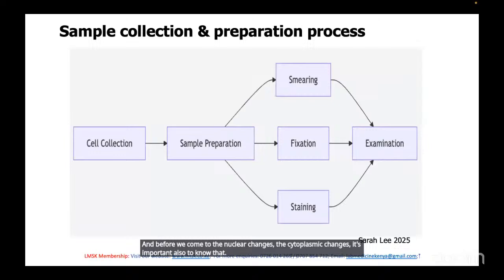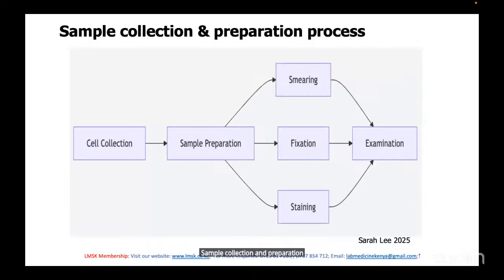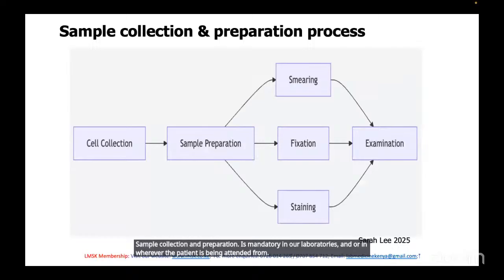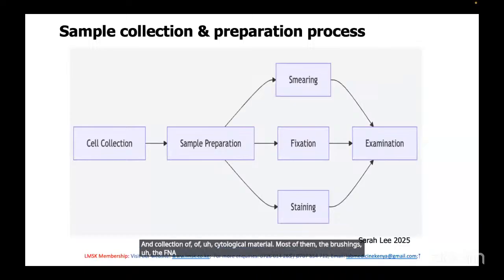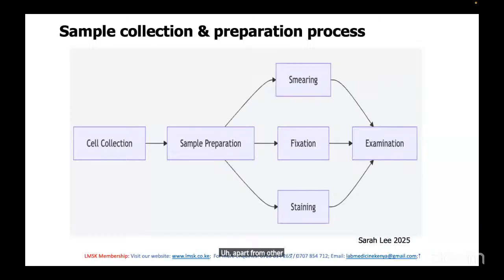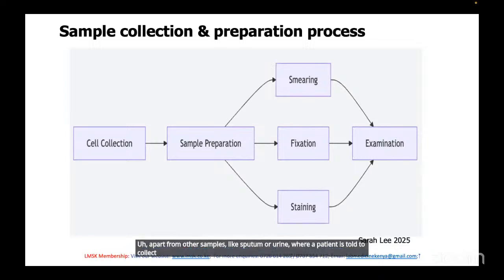And before we come to the nuclear changes and the cytoplasmic changes, it's important also to know that sample collection and preparation is mandatory in our laboratories and wherever the patient is being attended from. Collection of cytological material, most of them, the brushings and the FNA aspirations, are usually carried out by physicians or doctors, apart from other samples like sputum or urine, where a patient is told to collect, that is self-collection. Majority of the samples are usually collected by a clinical team or the doctors.